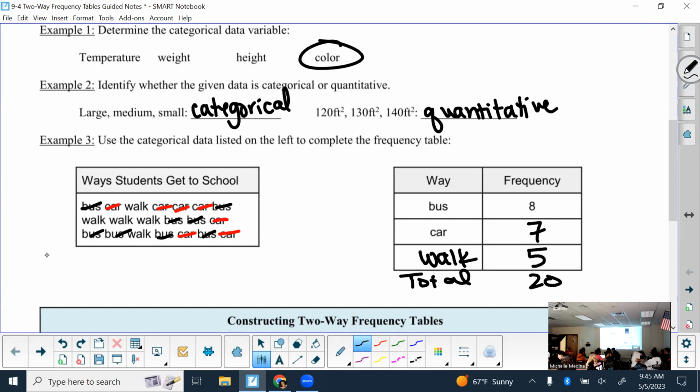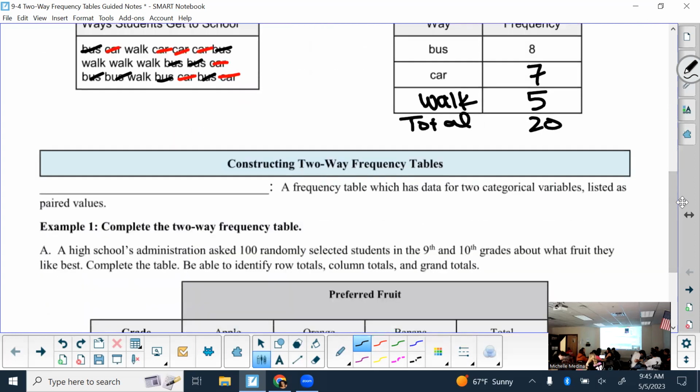So then scrolling down. Now let's talk about two-way frequency tables. We have some spots to fill in, some vocab. So a two-way frequency table is a frequency table which has data for 2 categorical variables listed as paired values.